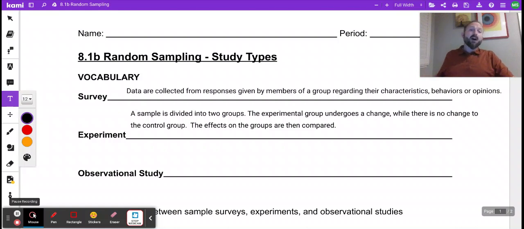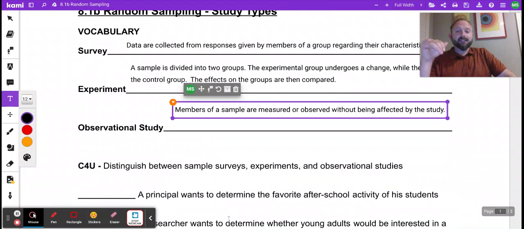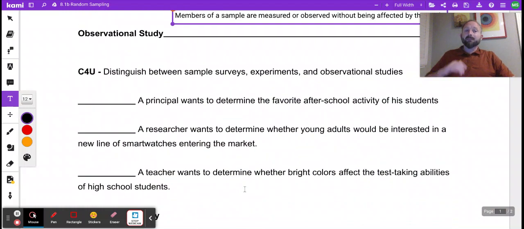So this last one we have is observational study. In an observational study, members of the sample are measured or observed without being affected by the study. All right, let's go on. So we have a check for understanding. Distinguish between the sample survey, experiments, and observations, and determine which one should go with which one. All right, I'm going to post the answers. We're going to go on in five, four, three, two, try your guess, one.